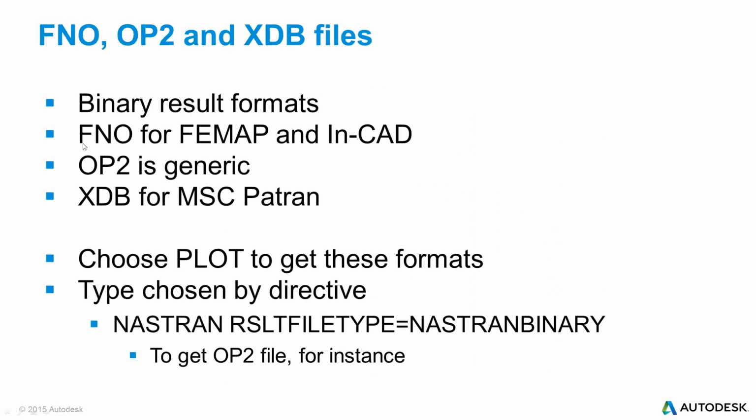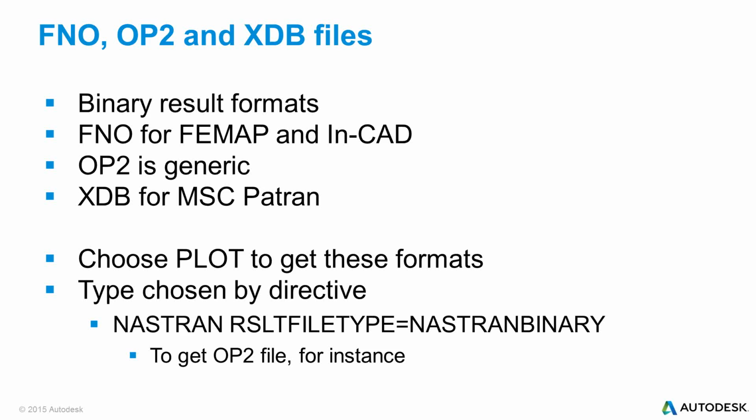The other output files, I'll call the FNO, the OP2, and the XDB. These are all binary result files. Historically, the FNO was developed for FEMAP, and we use it for In-CAD. We developed a lot of that in-house with Autodesk Nastran, so it's a format that we sort of own. The OP2 is a generic, ancient OP2 binary result format. Other Nastrans still produce that.